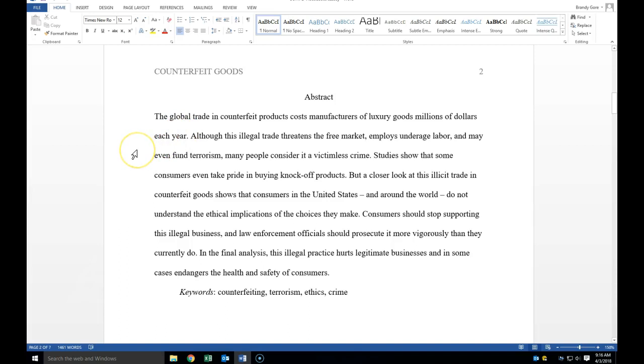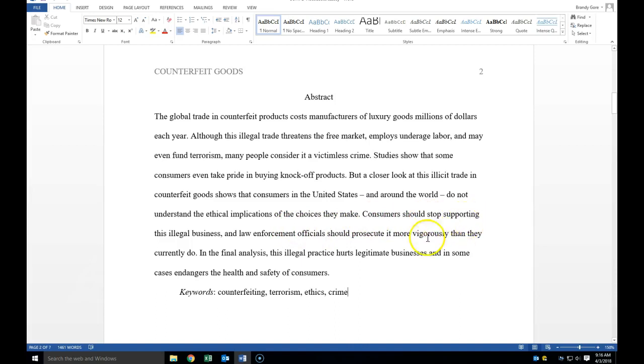Although this illegal trade threatens the free market, employs underage labor, and may even fund terrorism, many people consider it a victimless crime. So here the author has thrown in some of his points that he is going to be using. Studies show that some consumers even take pride in buying knockoff products. Okay, so there we go with some more of his references to research. But a closer look at this illicit trade in counterfeit goods shows that consumers in the United States and around the world do not understand the ethical implications of the choices they make.